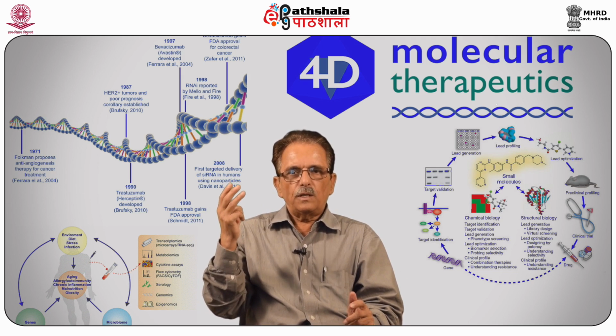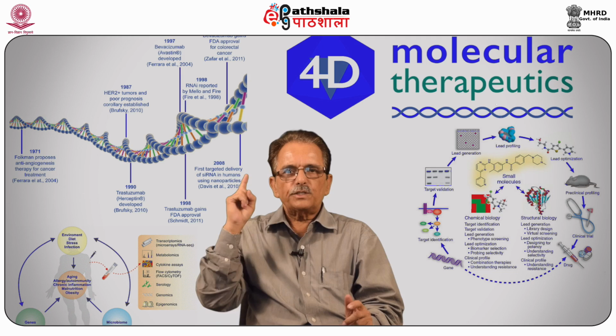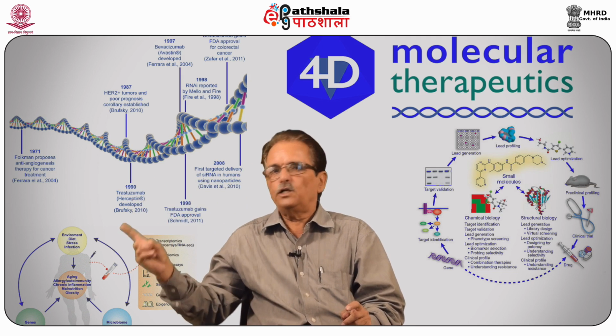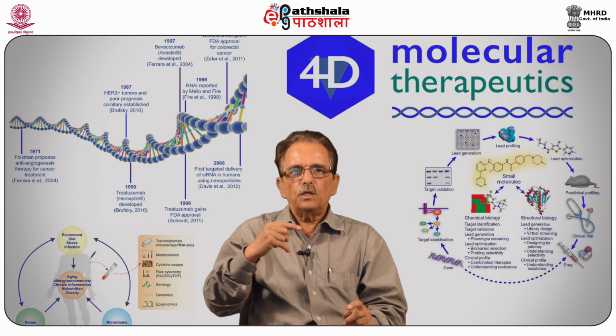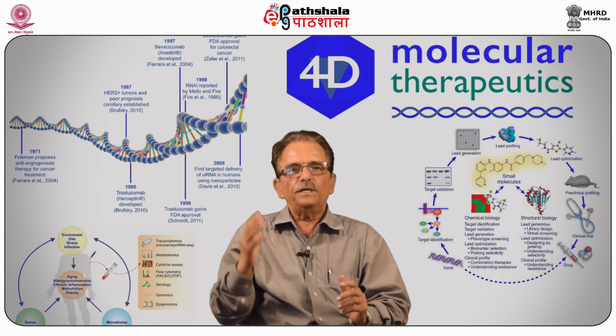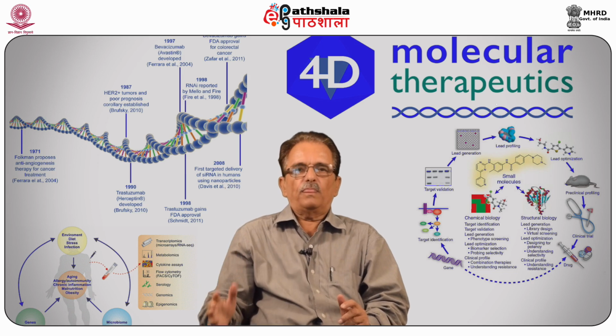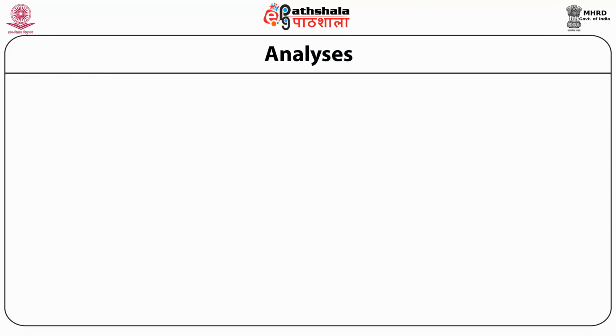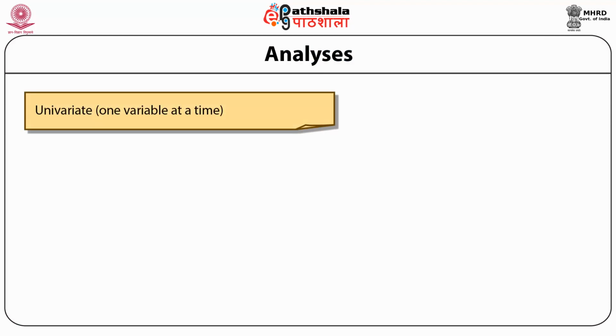First is random and independent of each other. Second, the distribution is nearly normal. Third, the variance between the various groups should be the same, equal. Then, to analyze the data, it depends upon the variable taken at a time.